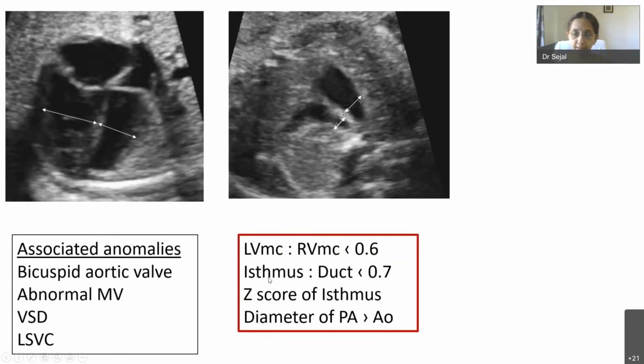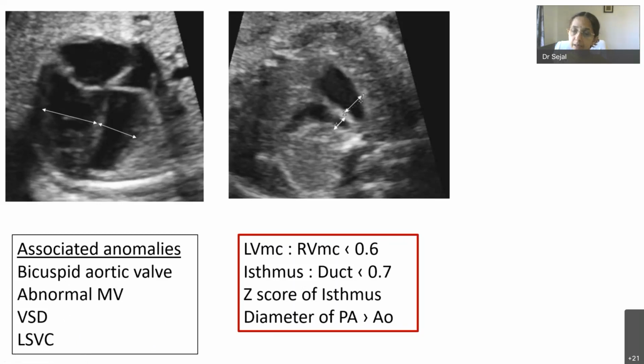So isthmus to duct ratio, if it's less than 0.7, the Z-score of the isthmus value for that gestational age, and if the diameter of the pulmonary artery is much bigger than aorta, these all could point towards a stronger possibility of coarctation. Also try looking for associated anomalies like bicuspid aortic valve, mitral valve which does not look okay, a presence of a ventricular septal defect, and LSVC.